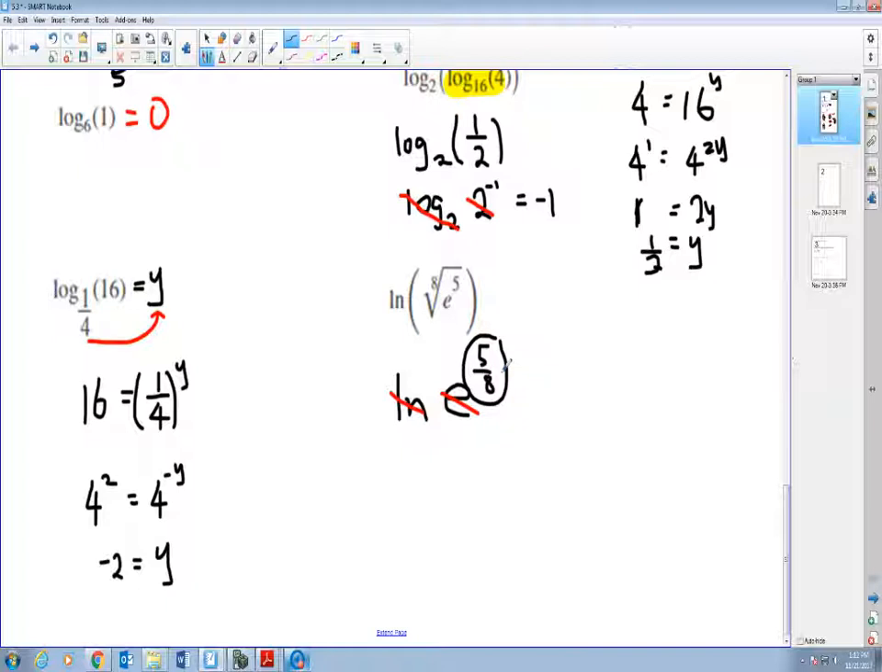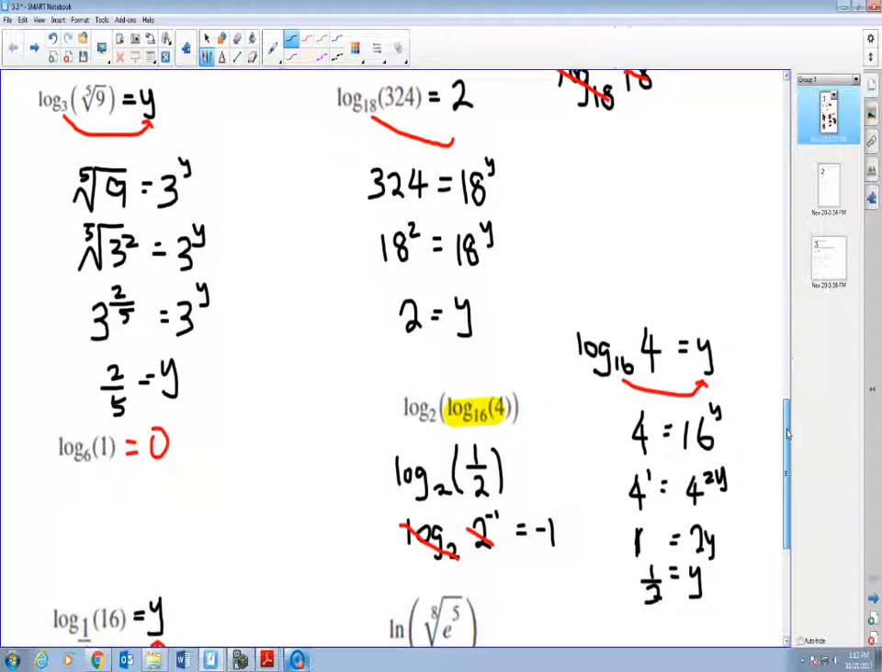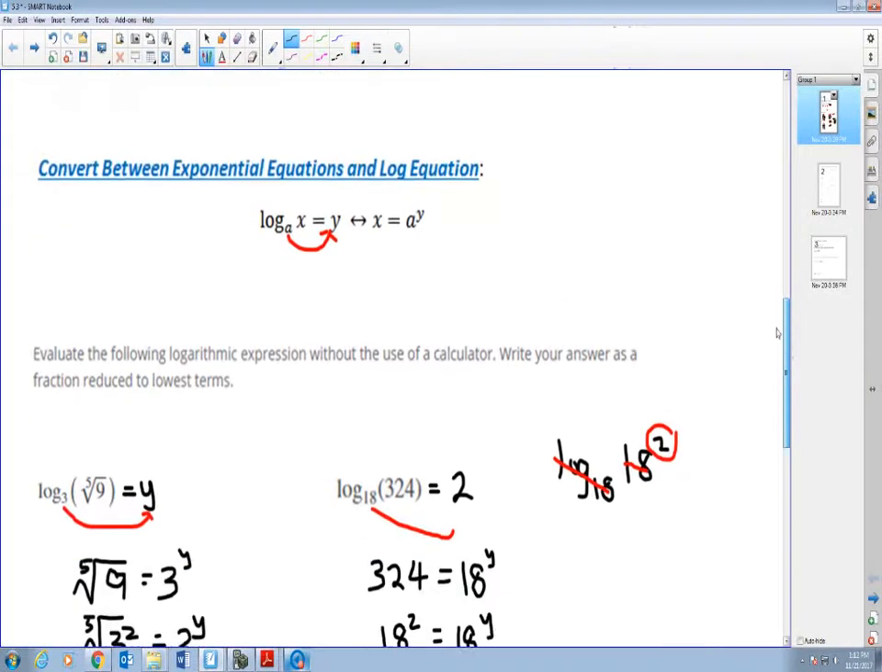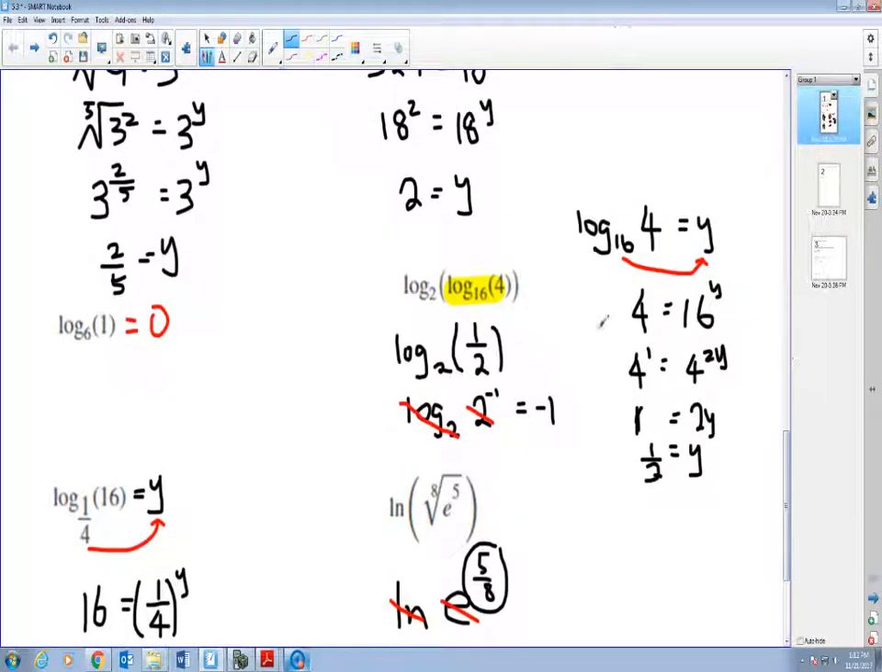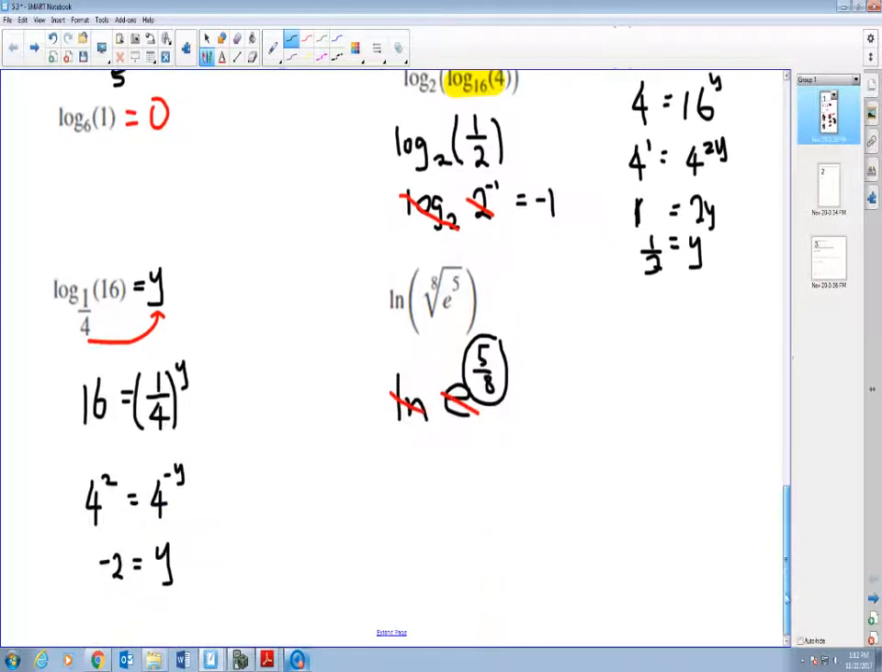So we can do all these problems without using a calculator, because the calculator doesn't really come into play that much right now. I can actually manipulate these. I can convert most of these into exponential equations, or I can try to make the base the same and where the base will cancel each other out using the inverse property.